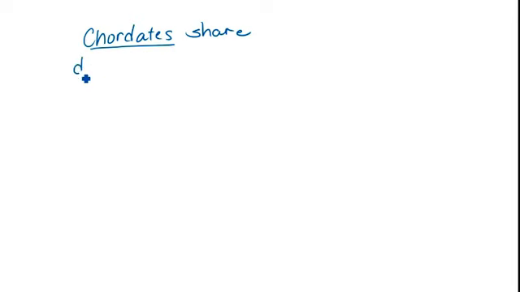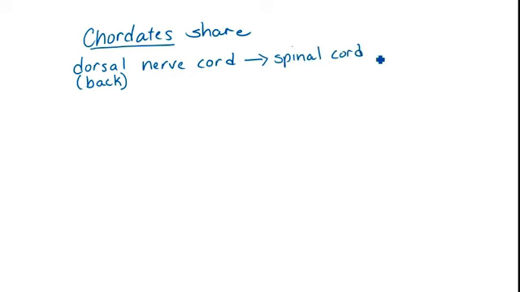The first of these is the dorsal nerve cord. Dorsal is a word that means back, so this would be a nerve cord that runs along the back of the animal. In humans and other vertebrates, the dorsal nerve cord is called the spinal cord, which is of course an important component of the central nervous system, along with the brain.